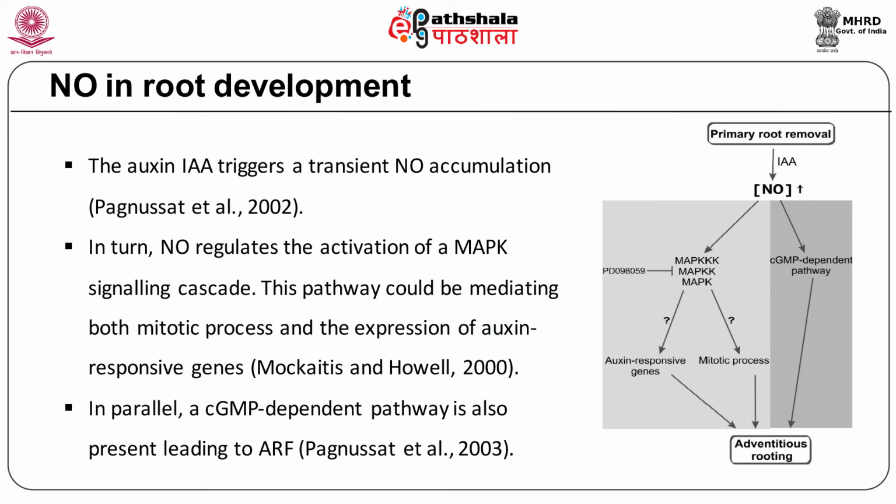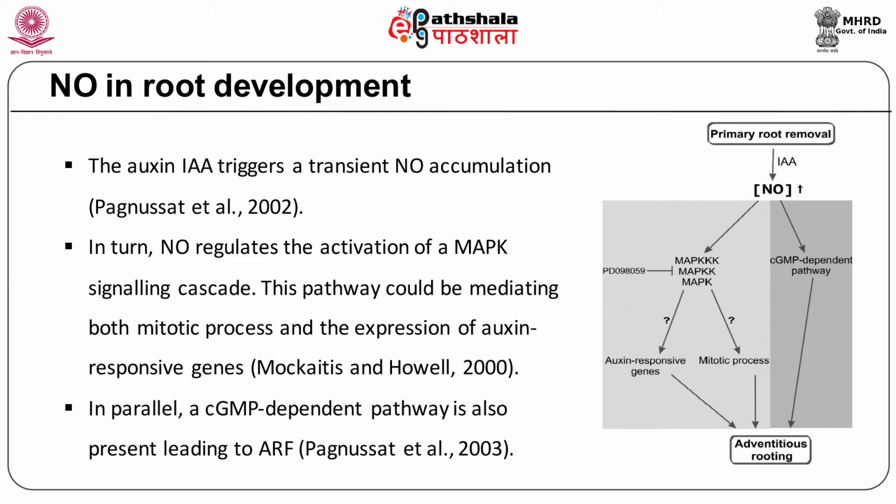The auxin IAA triggers a transient NO accumulation in the roots. In turn, NO regulates the activation of a MAPK signaling cascade. This pathway could be mediating both mitotic process and the expression of auxin responsive genes. Nitric oxide can induce adventitious root development in monocot, dicot, and gymnosperm plant species.